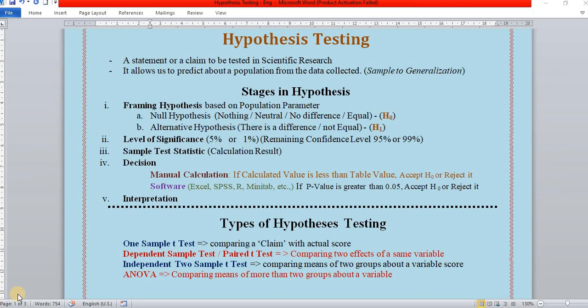And fourth is Anova, analysis of variance, comparing means of more than two groups about a variable. A variable may have more than two groups, like age. The age may be different categories, that is less than 30 years, between 30 to 40 years, between 40 to 50 years, and above 50 years, etc.